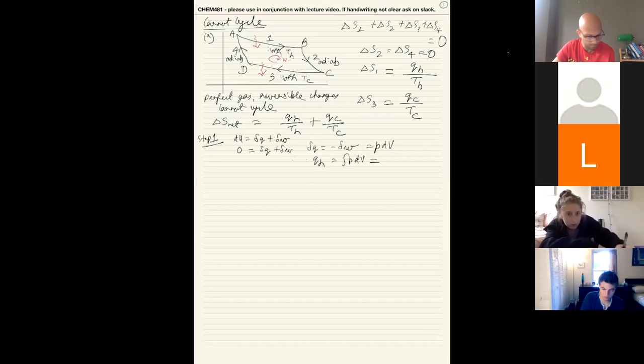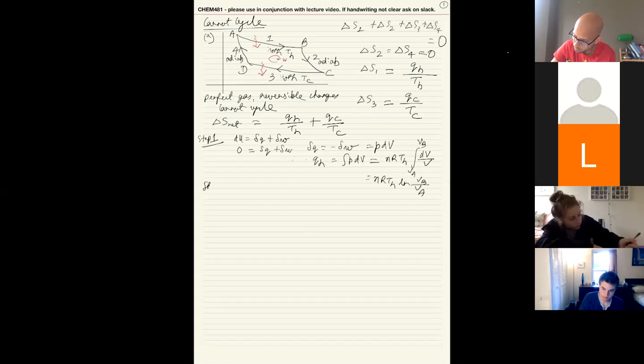P is equal to nRT by V. So nRT, it's an isothermal process, so temperature comes outside, dV by V as we go from VA to VB. So this is nRTH ln VB by VA.